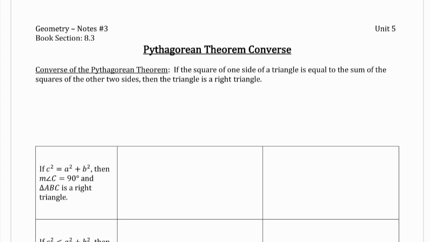Today we're going to do the converse of the Pythagorean theorem, which says basically that if I know a squared plus b squared equals c squared, then I know that it's a right triangle, right? So if you've got three side lengths and you want to know, does this make a right triangle, I can plug it in, and if it works, then it does, right?